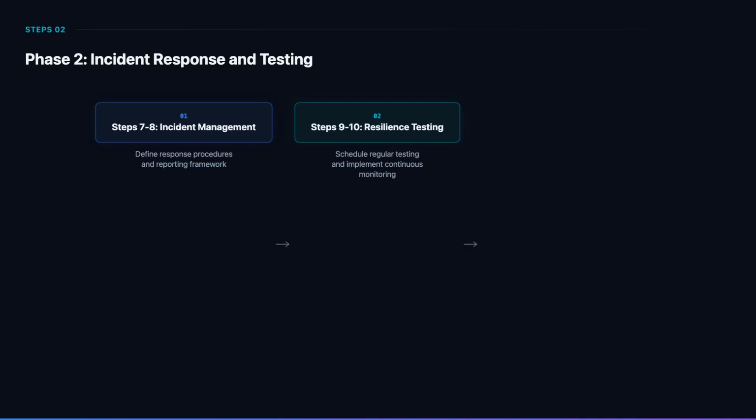Steps 9 and 10 establish the resilience testing program. Schedule regular ICT resilience tests, including vulnerability scans, penetration tests, and scenario-based exercises. Implement continuous monitoring tools to detect anomalies and threats in real time. Steps 11 and 12 address third-party risk. Conduct due diligence assessments on all ICT service providers. Draft contracts with specific resilience clauses covering incident reporting, audit rights, exit strategies, and sub-outsourcing restrictions.